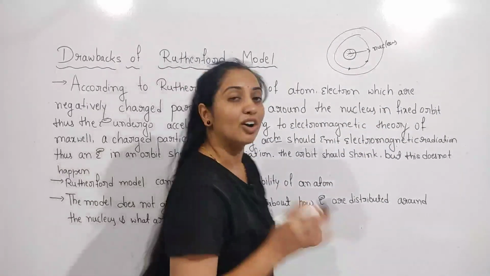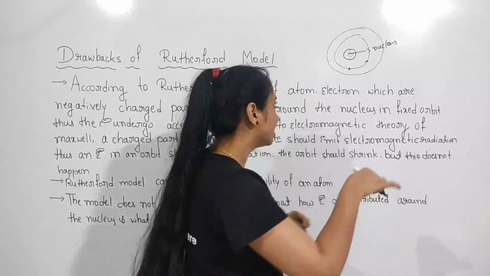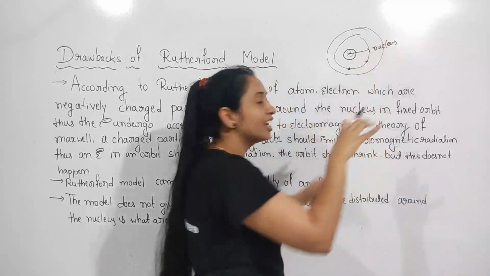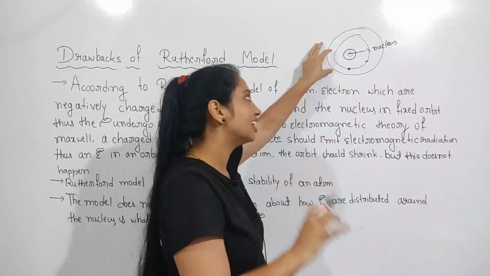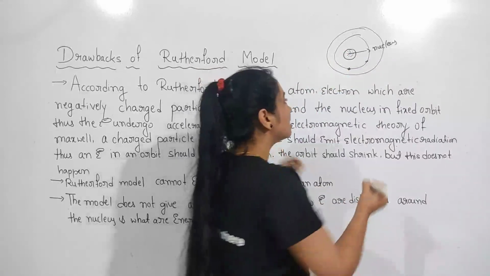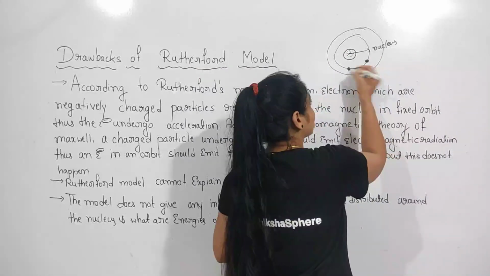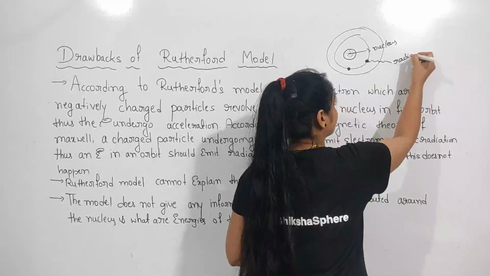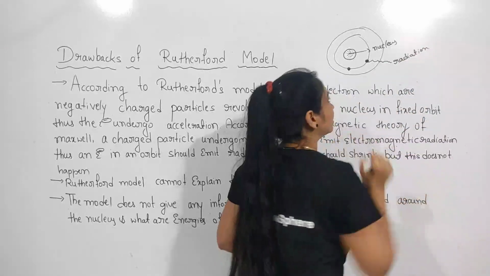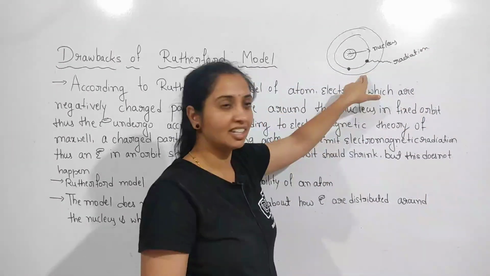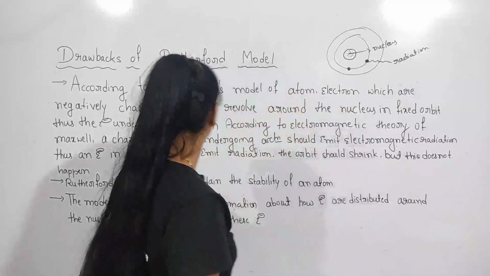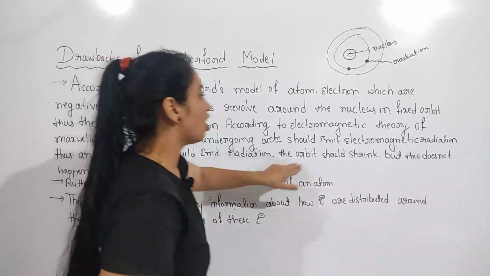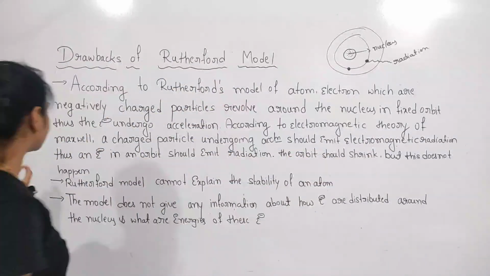So see here, if a charged particle continuously revolves around the nucleus, then it undergoes acceleration, and that accelerated particle emits a certain amount of radiation. These electrons emit a certain amount of radiation. It loses some energy in the form of radiation. And thus an electron in an orbit should emit radiation. The orbit should shrink, but this does not happen.